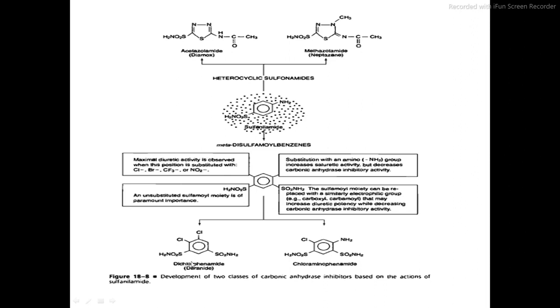So just keep in mind, these are the development of the two classes of the carbonic anhydrase inhibitor based on the action of the sulfanilamide. So by taking the sulfanilamide as a parent moiety, two classes are synthesized. First one is the heterocyclic sulfonamides, and the another one is the meta-disulfamyl benzenes. Okay, so from sulfanilamide, acetazolamide and methazolamide are synthesized, and from sulfanilamide, meta-disulfamyl benzenes are synthesized. So the examples of meta-disulfamyl benzenes are dichlorphenamide and chloraminophenamide.